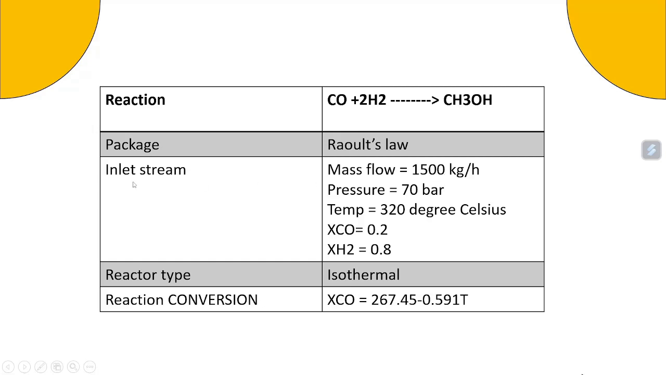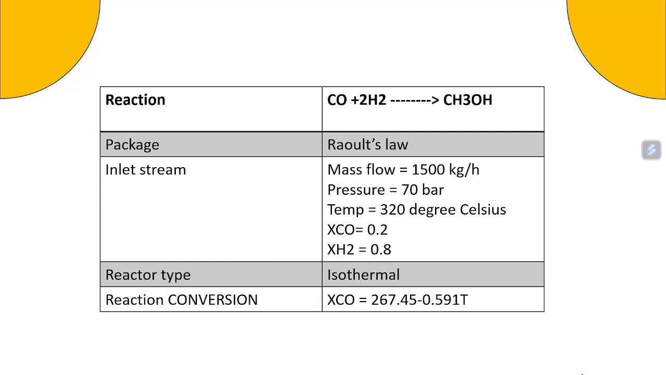The inlet stream is given as mass flow, which will be coming in, is 1500 kilogram per hour at pressure 70 bar, 320 degrees Celsius temperature, and the respective mole fractions are given. The reactor type which we are assuming is an isothermal reactor, wherein the temperature is assumed to be constant throughout the reactor.